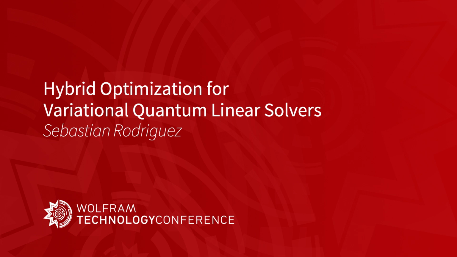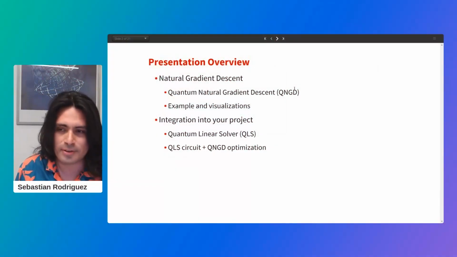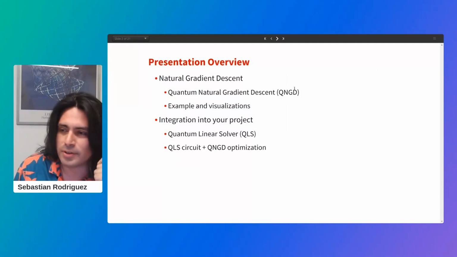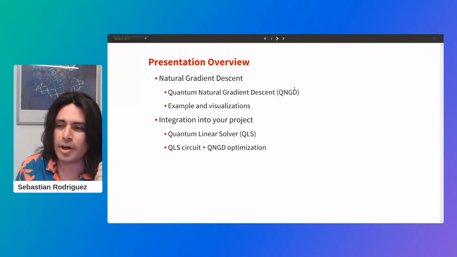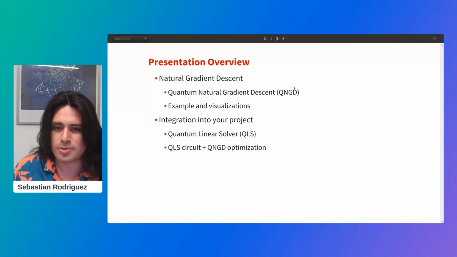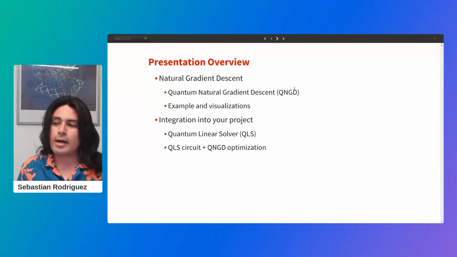Now, let's start with the presentation on hybrid optimization for variational quantum linear solver. For this presentation, we will talk about hybrid optimization, specifically the quantum natural gradient descent. My goal is to guide you through the Wolfram Quantum Framework functionalities and how to apply them in your own projects. For that, I introduced in this presentation the quantum linear solver algorithm, which I will use as an example. So we can use the quantum linear solver algorithm along with the quantum natural gradient descent.